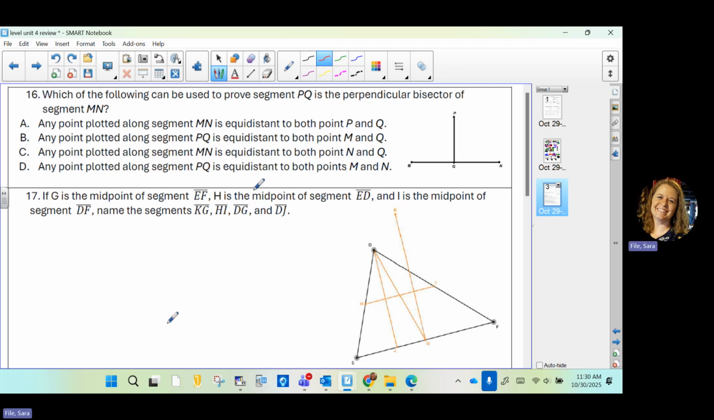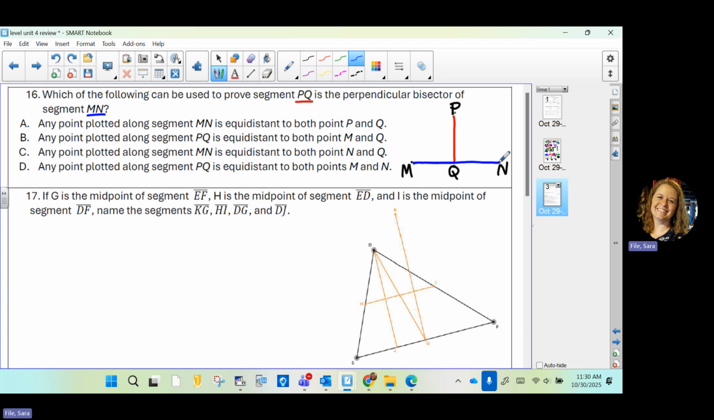All right. So it says, which of the following can be used to prove segment PQ is the perpendicular bisector of segment MN? If it's hard for you to see those letters, write them a little bigger. This is P at the top. This is M. This is Q. And this is N. You can make those bigger if you need to. It says, which of the following can prove that PQ, so that's this one, is the perpendicular bisector of MN, this one. So what does a perpendicular bisector do?